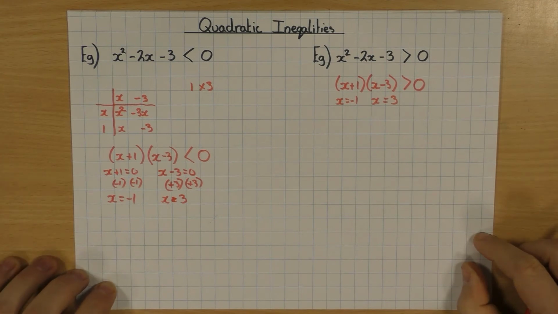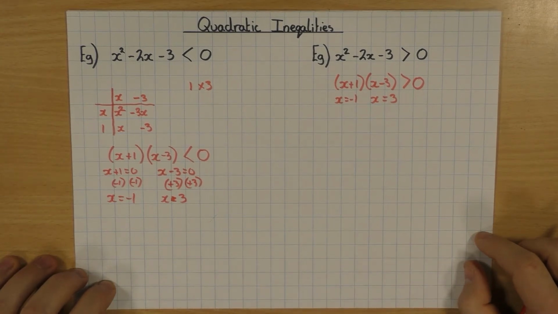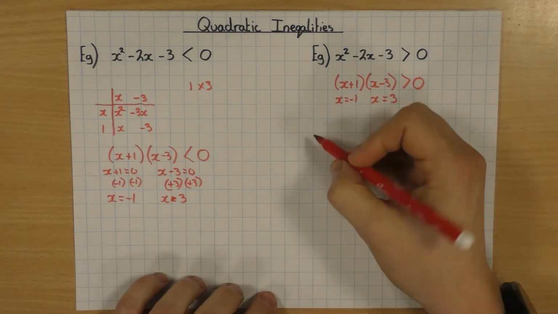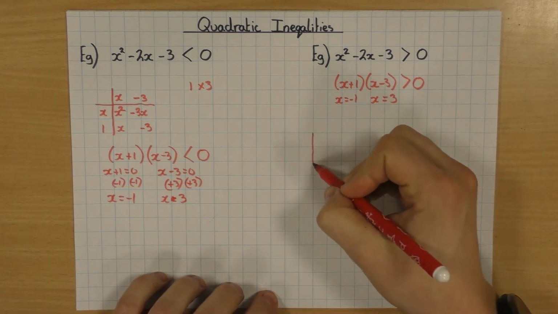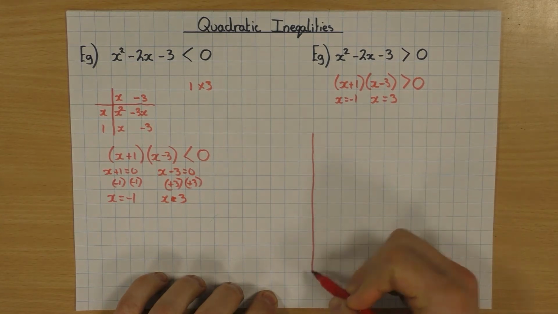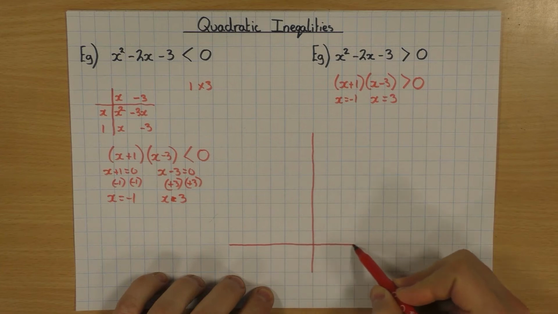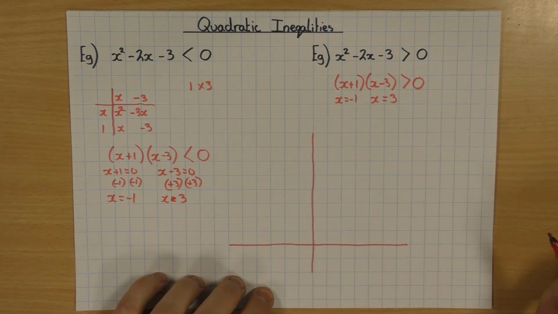Excellent. Now, this is where it's slightly different because it's after inequalities, and you have to be very careful about how you actually write your final answer. And the best way I've always found to do this is to draw a very quick sketch of what it will look like. So I'm going to draw my x and y axis like so. Just a very rough sketch, doesn't have to be anything posh.